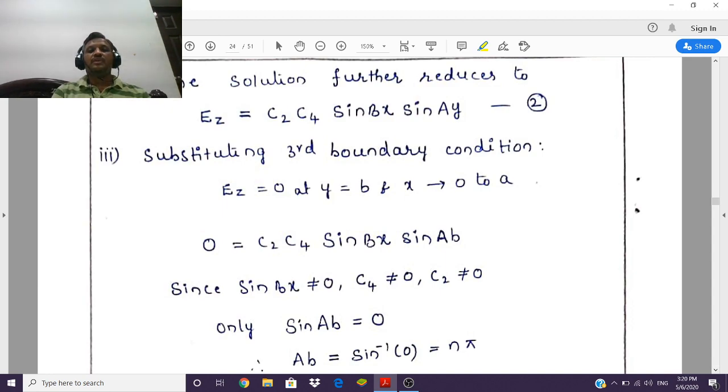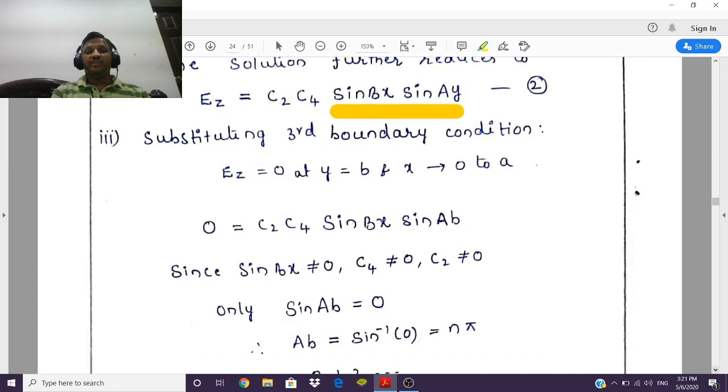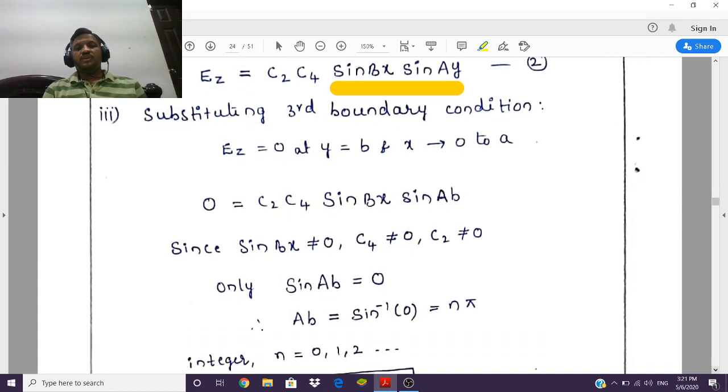So the solution further reduces to c2 c4 sin bx sin ay. One thing you have to remember after applying the second boundary condition is that you have to get two sine terms for the transverse magnetic mode of analysis. In the same way, for the transverse electric mode of analysis, you have to get cos terms. This is a simple difference that you have to understand. Now apply the third boundary condition, which is the top surface or top face of the rectangular waveguide.